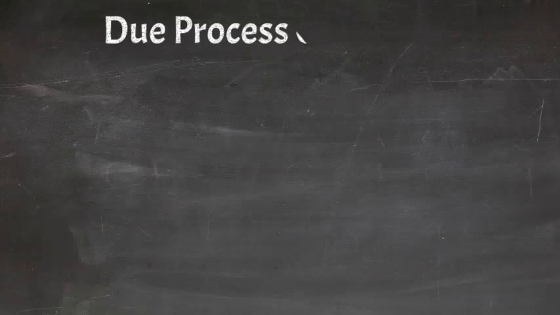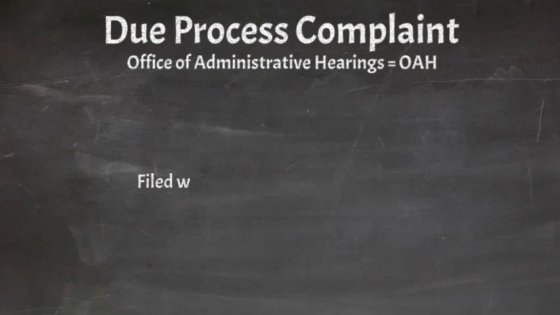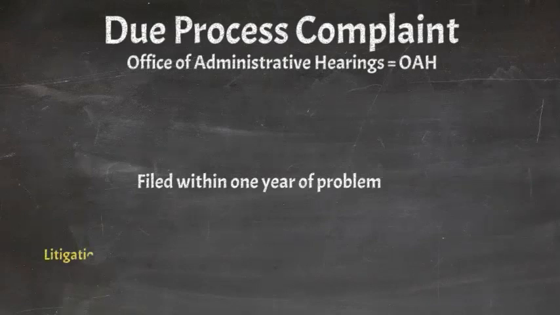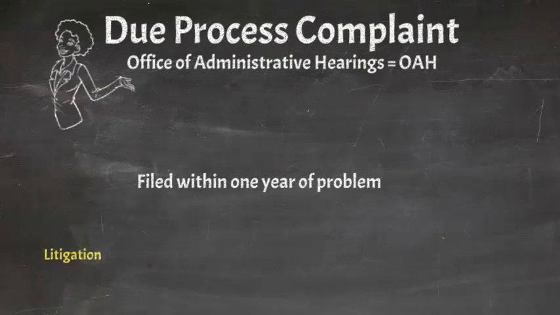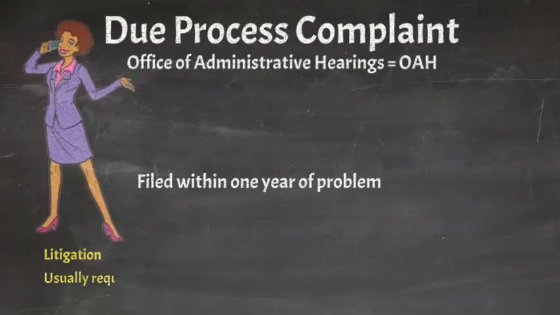Another formal complaint option is to file a petition for a contested case hearing, also called a due process complaint, with the Office of Administrative Hearings. The complaint must be filed within 1 year of when the parent knew or should have known about the problem that is the subject of the complaint. In North Carolina, due process is litigation. It is not technically required for parents to have an attorney, but it is very difficult for parents to handle due process cases on their own.